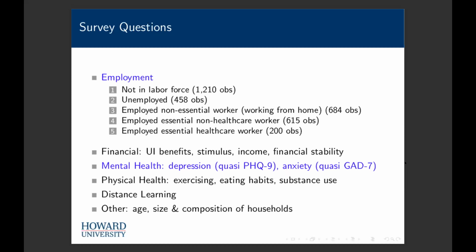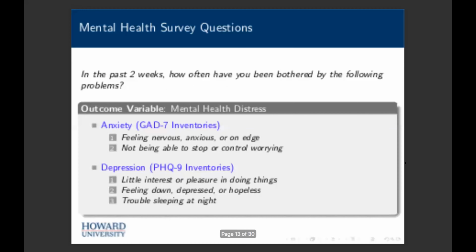So we use a quasi PHQ-9 and a quasi GAD-7. We take 3 inventories from the PHQ-9 that get at depression and 2 inventories from the GAD-7 that get at anxiety. Unfortunately, we just didn't have the bandwidth in this survey to ask all of these 16 inventories. So we focused on those that we felt got really at depression and really focused on anxiety. And this is what we've seen other studies do as well.